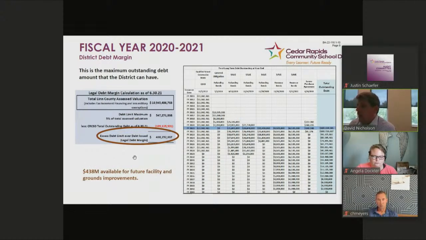So when we take away what we have already borrowed, we're down to 438 million. That is what we could actually borrow, but only to the limit of the 405. I haven't done the calculation. If we did all of this, would we be beyond 405? There's a good chance we could be, so we may be limited even before we hit that based on the 405 limit for property taxes.